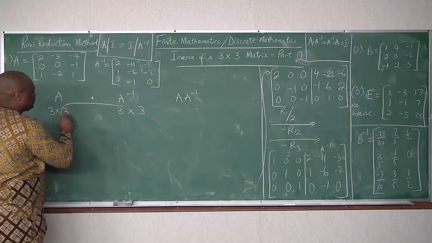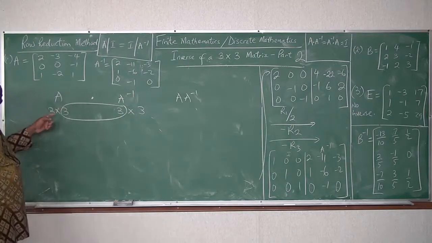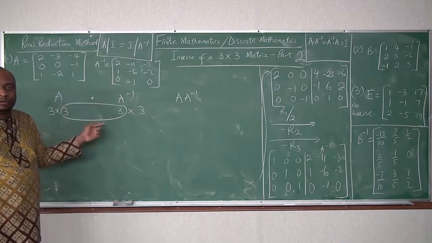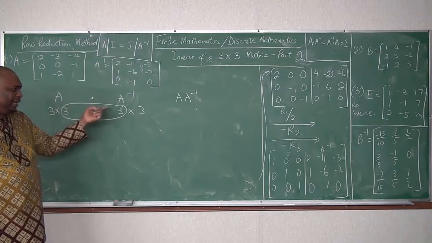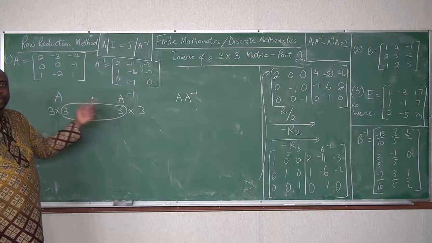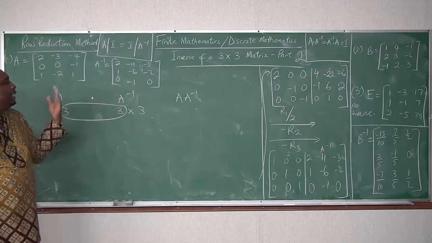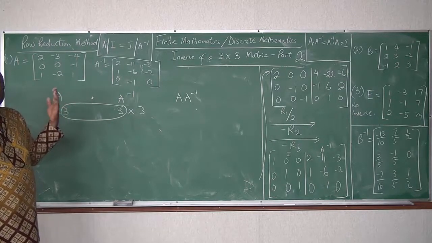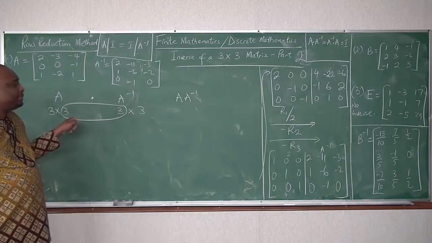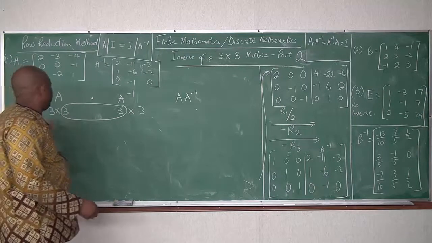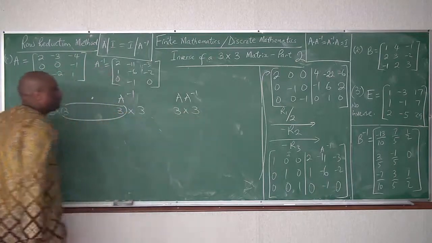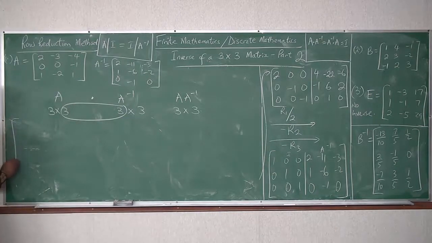Because the number of columns of matrix A is equal to the number of rows of the inverse of matrix A, it is conformable for multiplication. And then what will be the order of this? This will also be a 3 by 3 matrix. Alright folks, let's now multiply them.